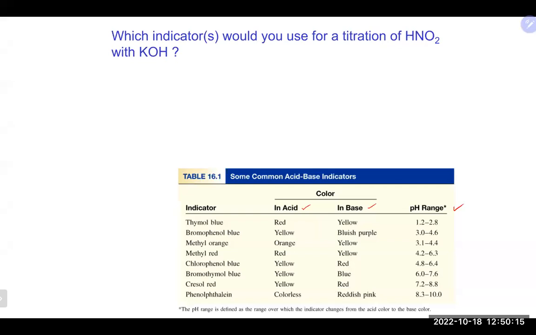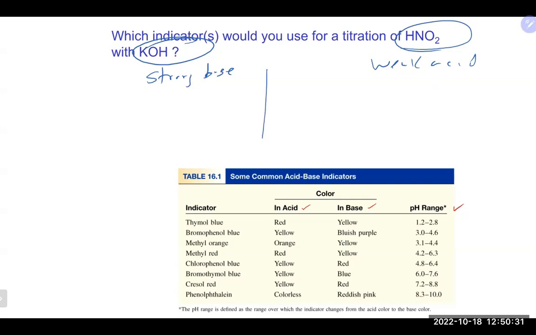So let's take a look. First off, HNO2, as we just saw, is what type of acid? It is a weak acid. KOH is what type of base? Strong base. So this is a weak acid, strong base titration, which means when I reach my equivalence point, should it be neutral, acidic, or basic? Should be basic, like we calculated in the previous example, like 8.02 in that case.